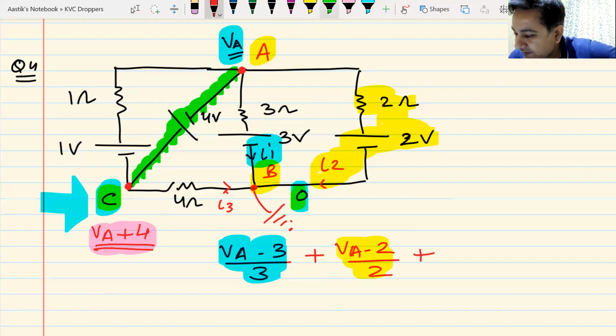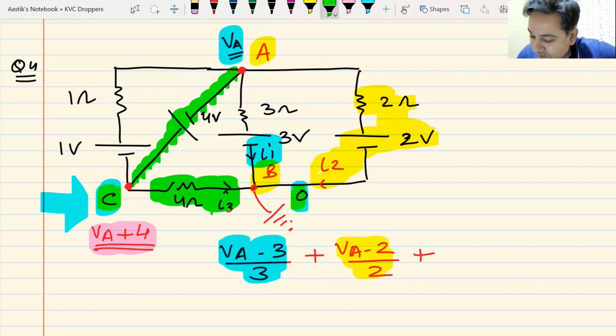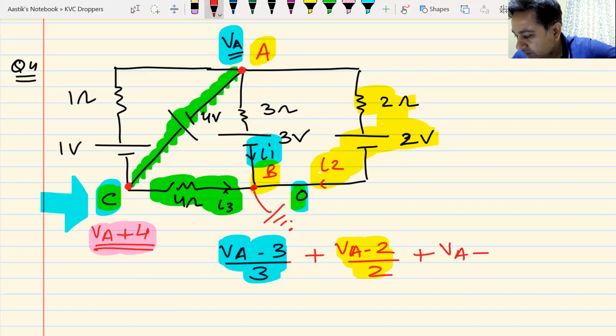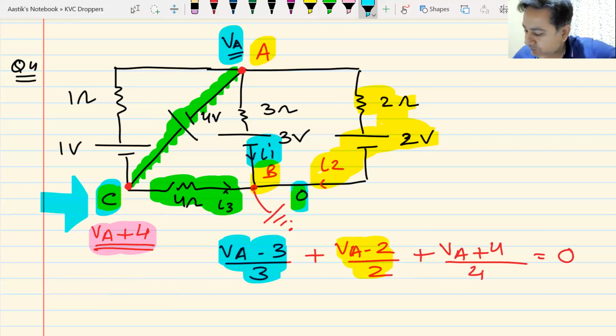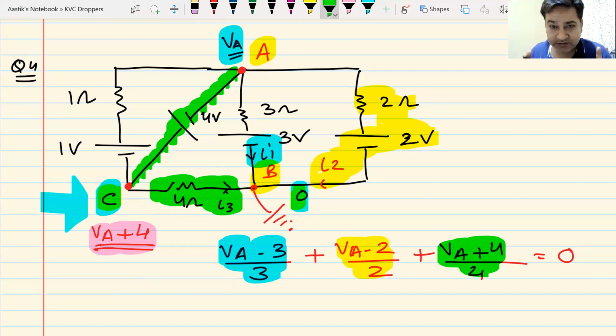Now comes the green, no, the blue fellow. No, blue's already done. Then the green fellow. Yes, I3, green Hulk: (VA plus 4) by 4. That is absolutely correct. I have solved this complicated circuit with just one equation. Yes or no? Yes, sir. The only unknown here is VA.